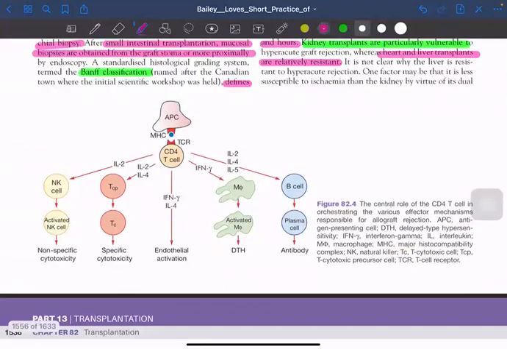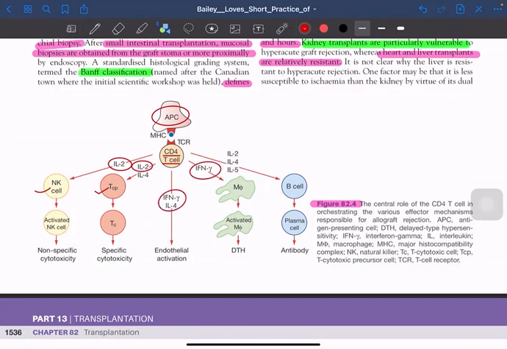Figure 82.4 is a very important figure. It shows how antigen presenting cells activate the CD4 T cells, and CD4 T cells further activate other inflammatory cells by virtue of interleukin 2 and interferon gamma. By interleukin 2, NK cells are activated, and these activated NK cells cause non-specific cytotoxicity. Then, with the help of interleukin 2, the cytotoxic T cells cause specific cytotoxicity.